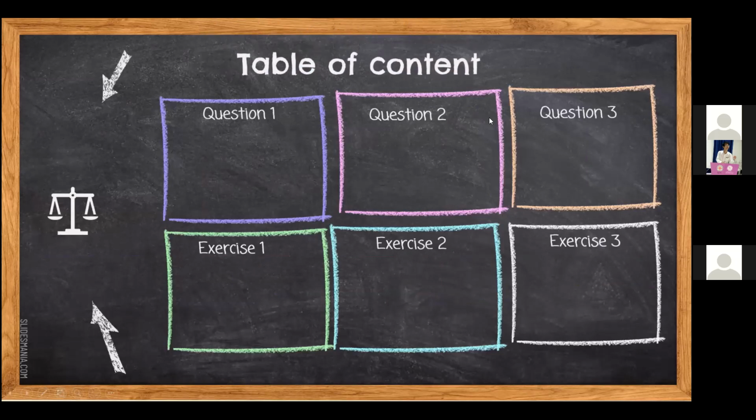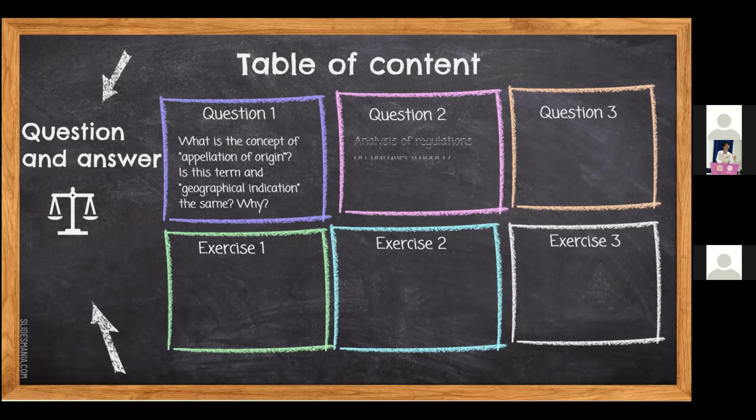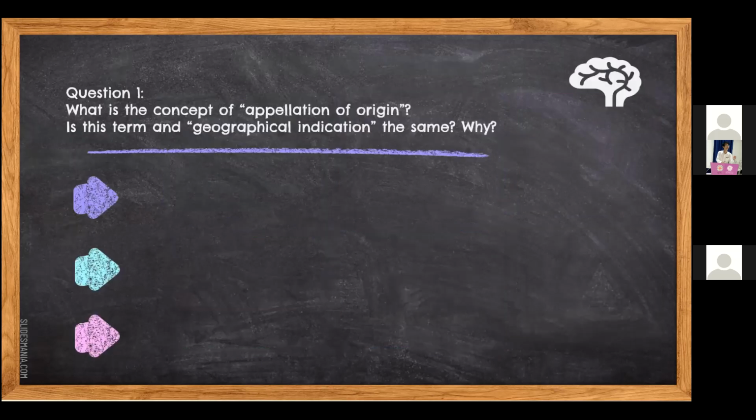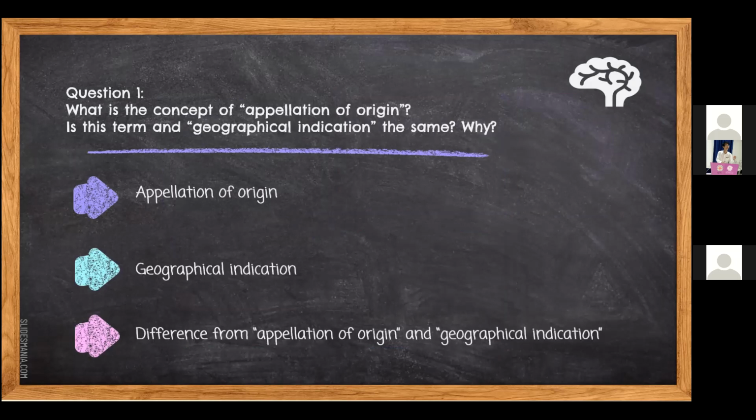In this table of contents, we talk about two parts: questions and answers, and exercises. We have three questions and three exercises. In question one, we talk about what is the concept of appellation of origin, and whether appellation of origin and geographical indication are the same, and why. In question one, we have three sections: appellation of origin, geographical indication, and the difference between appellation of origin and geographical indication.